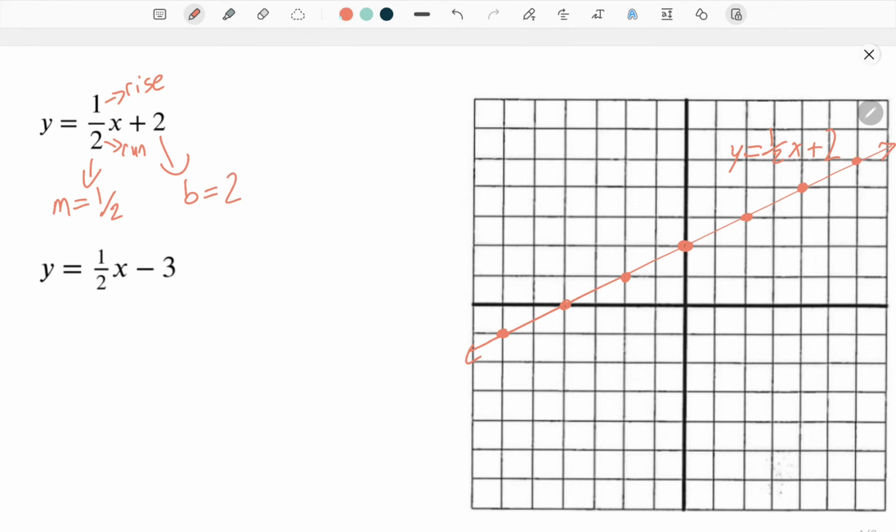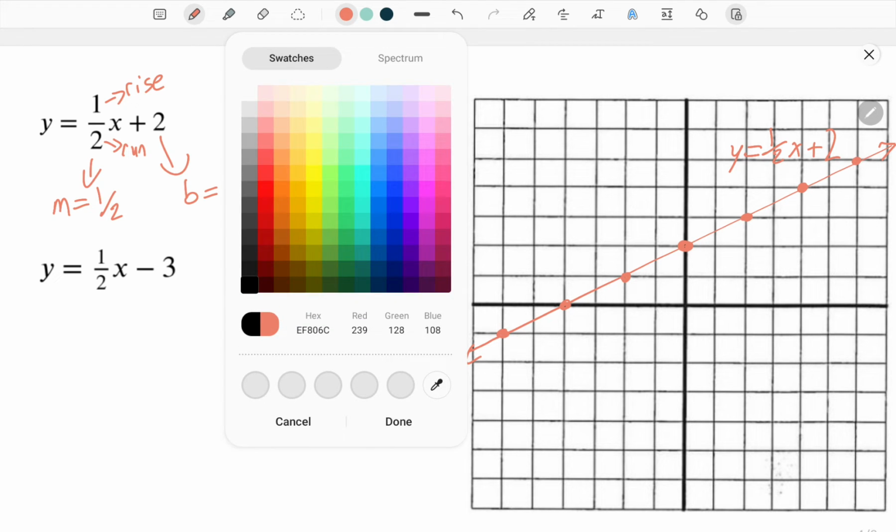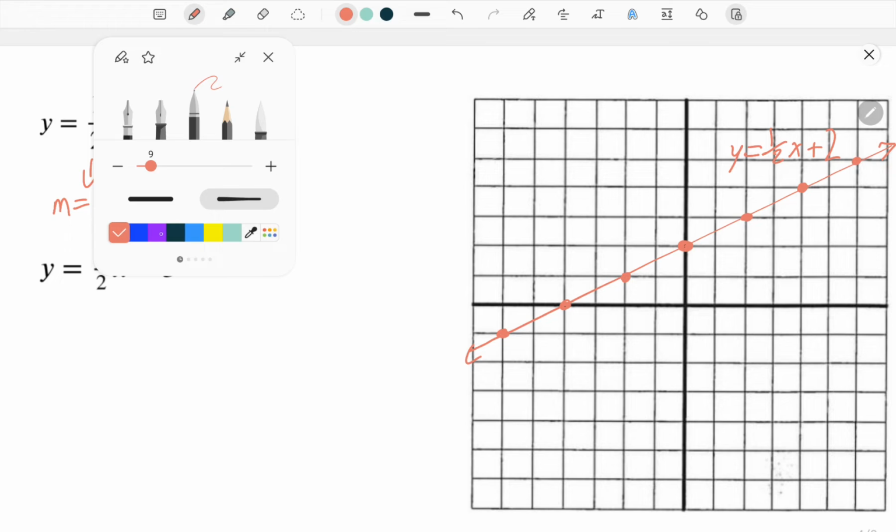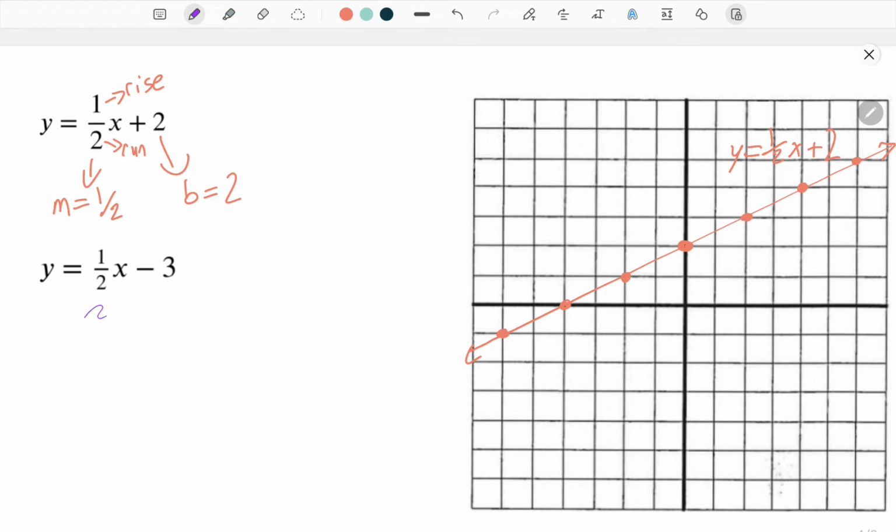So the second line, we'll just go for purple. Okay. Again, the slope is 1/2. And the y-intercept is -3 this time. So again, let's find our y-intercept. Go down to -3. And then for every 1 you go up, you go across 2.